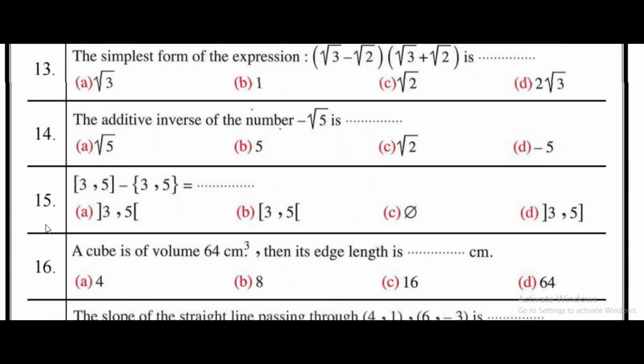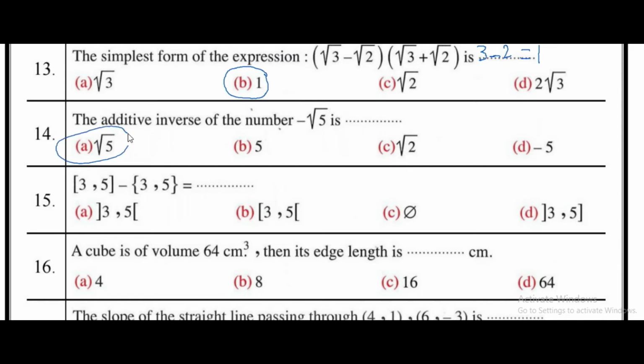The simplest form of the expression. Obviously these are conjugates. The first times the first, root 3 times root 3 is 3, minus root 2 times root 2 is 2, 3 minus 2 equals 1. The additive inverse, we change the sign, positive root 5. Closed interval from 3 to 5. Difference, say 3 and 5. Difference means cancel 3 and 5 from the interval, so it will be open interval from 3 to 5. This will be open because we only remove the 3 and 5.